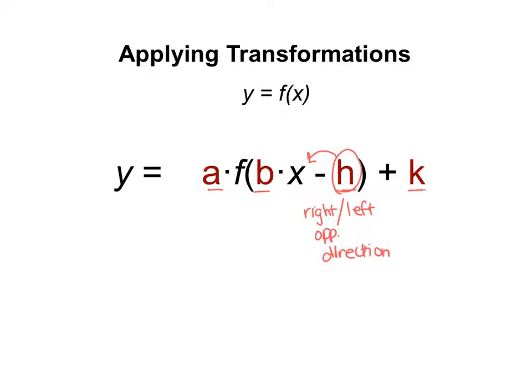We also said this k value, which is on the outside, just like the y is on the outside, affects the y value in the same direction. So this, because the y-axis goes up and down, is going to go up or down in the same direction.